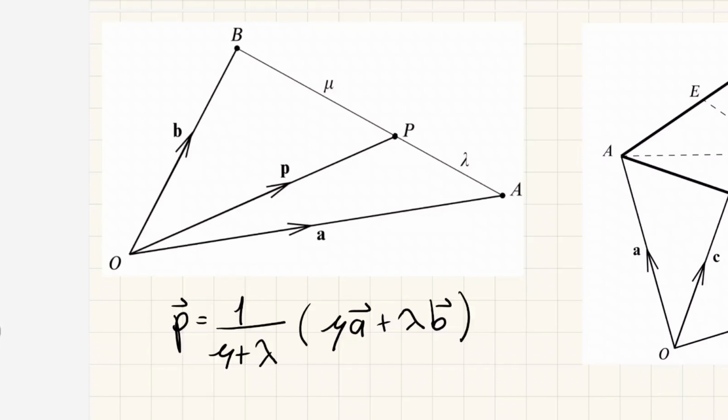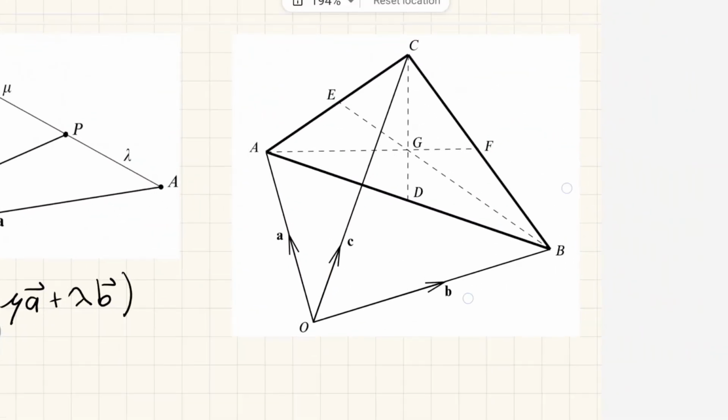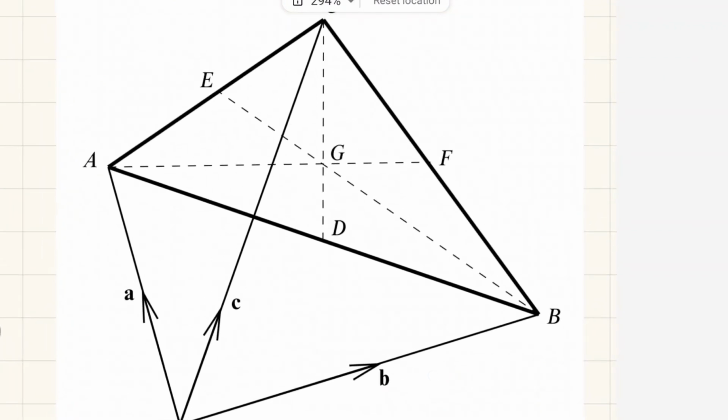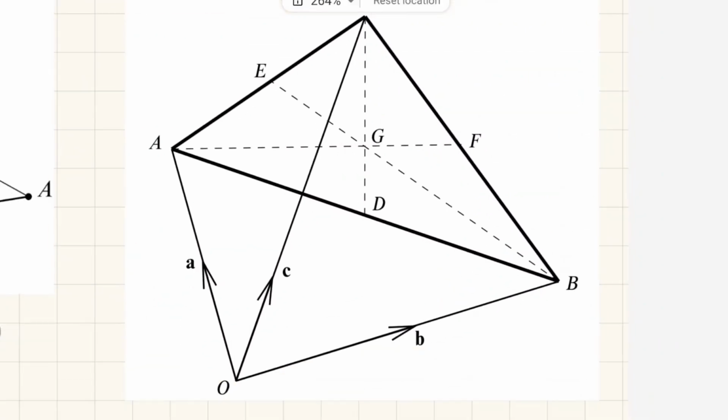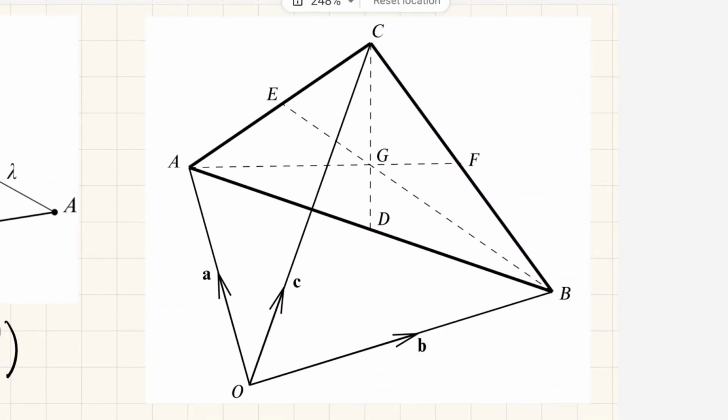So I invite you to see that lesson first before watching this video to understand how we are going to use this ratio theorem to calculate the centroid of an arbitrary triangle ABC, right? Well, of course, here we have three vectors that define the position of the vertices of the triangle, right?